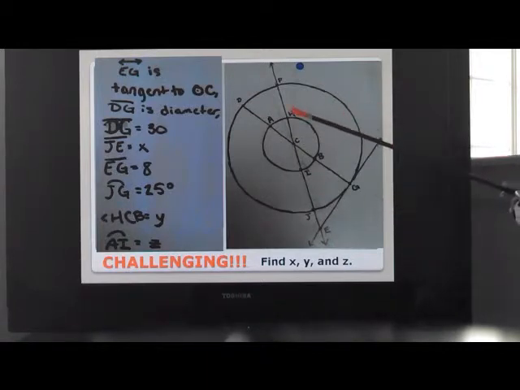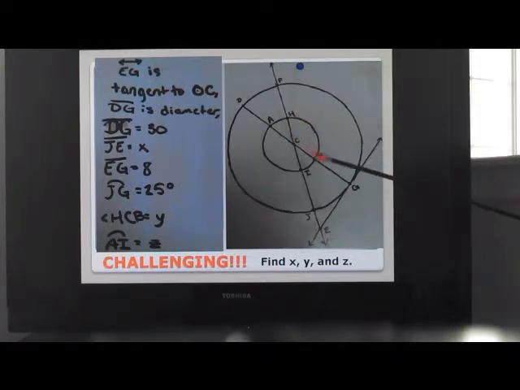To find angle HCB, which is y, you would have to find this angle right here, ICB. Arc JG is 25 degrees. Because you know that JG is 25 degrees, you also know that the included angle, angle ICB, is 25 degrees. So because you know that this is a linear pair, angle FCB and angle BCI, then you would take 180 minus 25 to get 155.